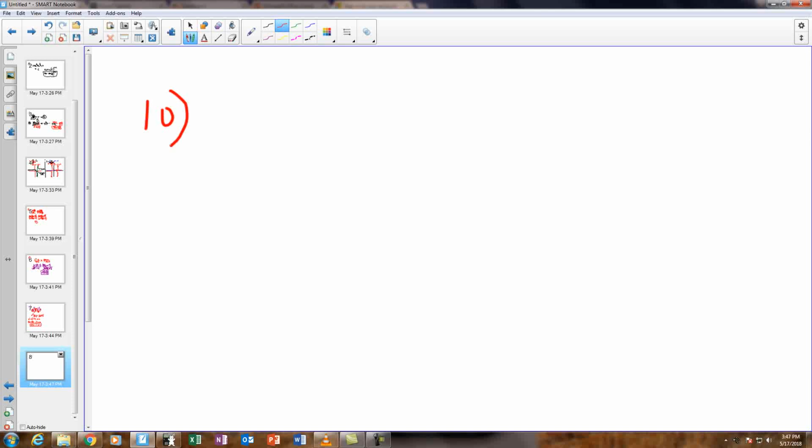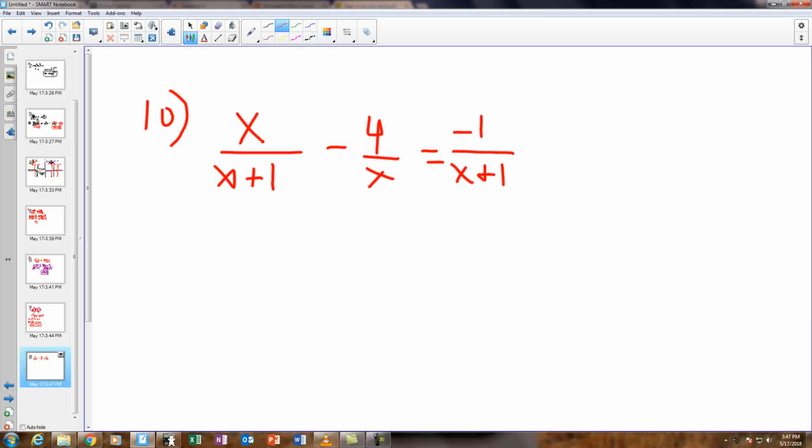Number 10 is x over x plus 1, minus 4 over x equals negative 1 over x plus 1. Because it's not one fraction equal to one fraction, we cannot just cross multiply. And because of this negative right here, I really want to change that to a negative 4, make it plus a minus. The reason we want to change that is just so the distribution will happen on its own.